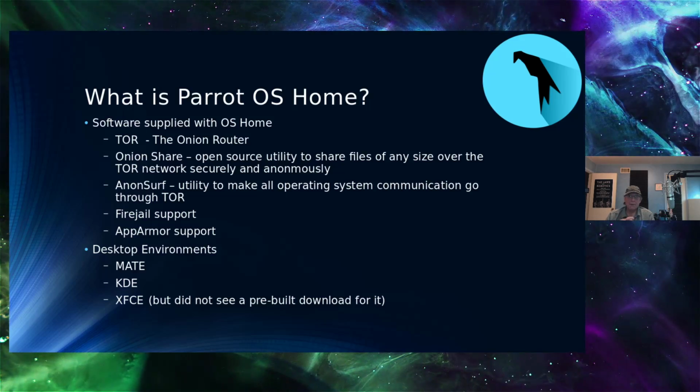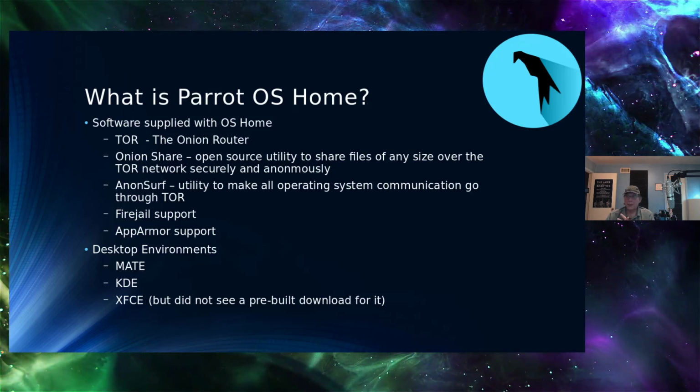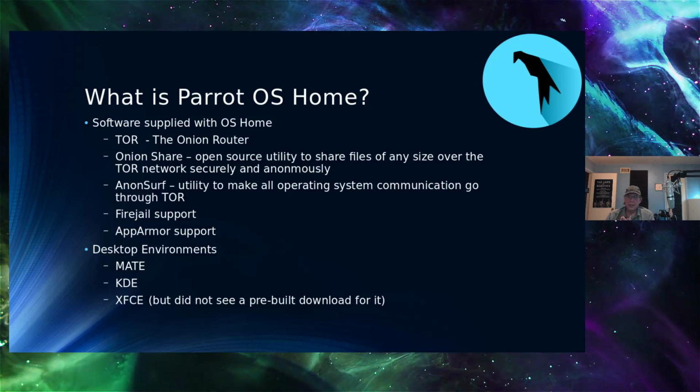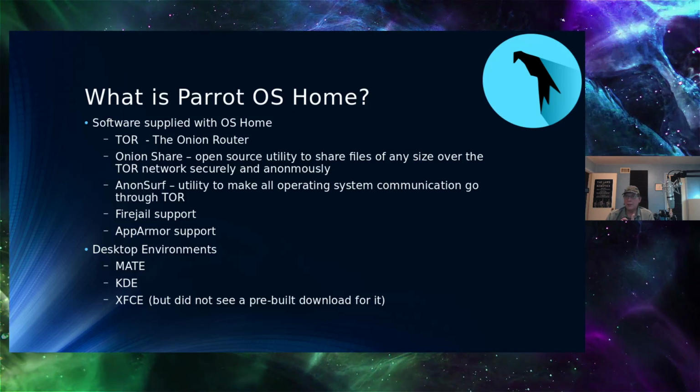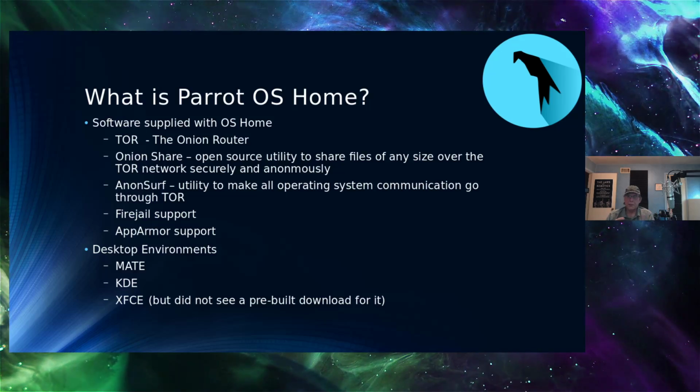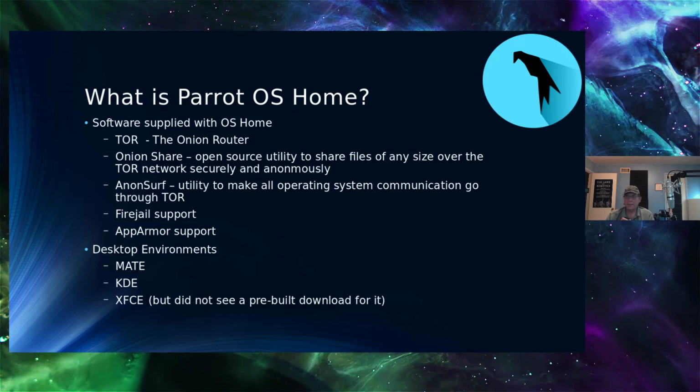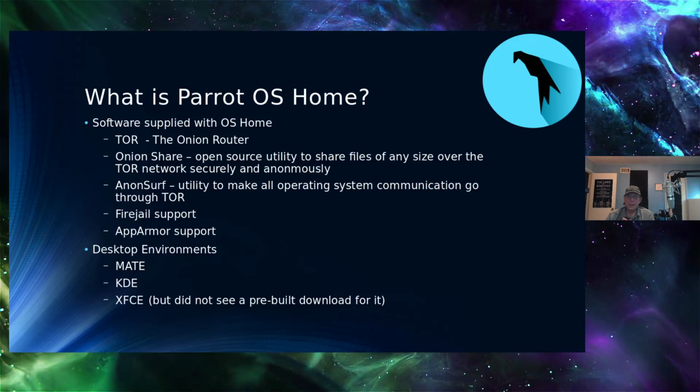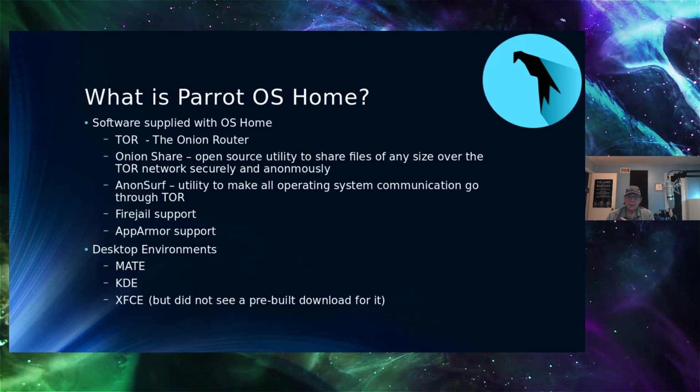So software supply: Tor, of course, the Onion router. And OnionShare, that's a utility that allows you to share files of any size over the Tor network, both securely and anonymously. Yeah, I've talked about OnionShare before.